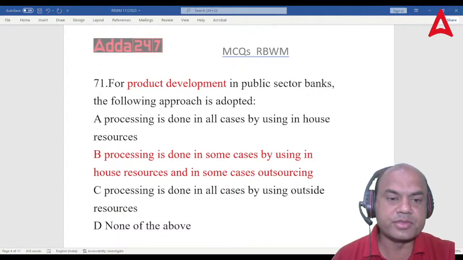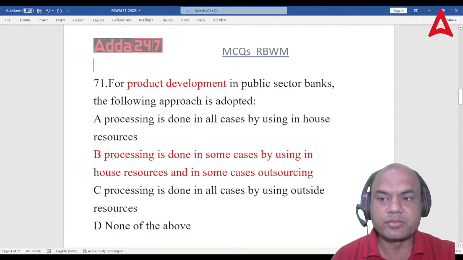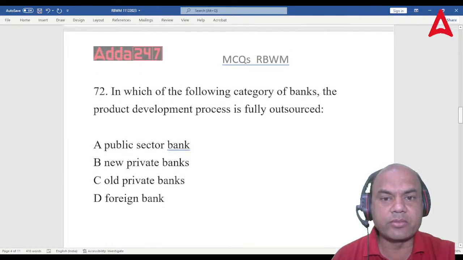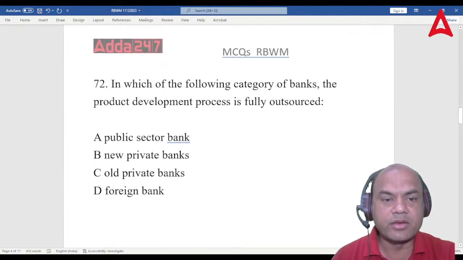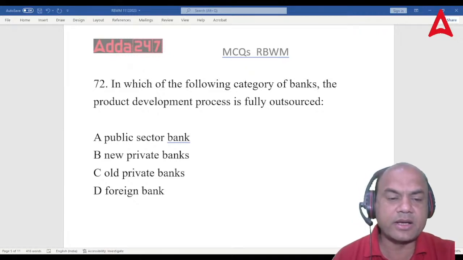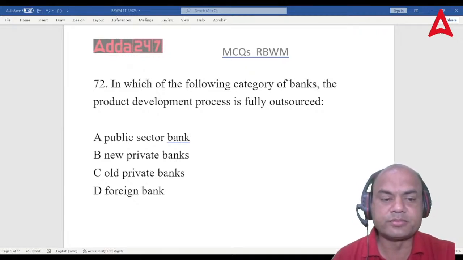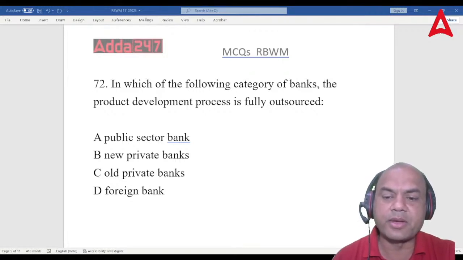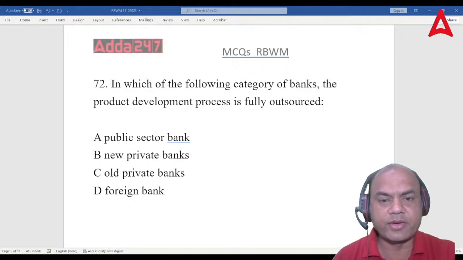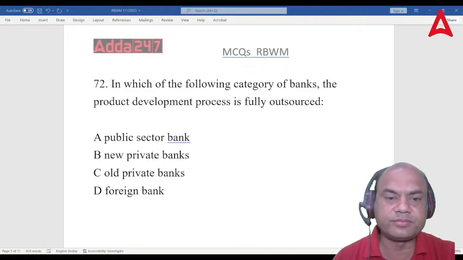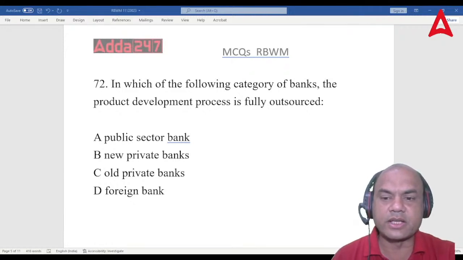Okay, chalo. Next one. Are you with me, everyone? Everyone okay with this? How's it going? Are you understanding it? Type yes in the comment section. Everyone, are you following it? Chalo, next one.